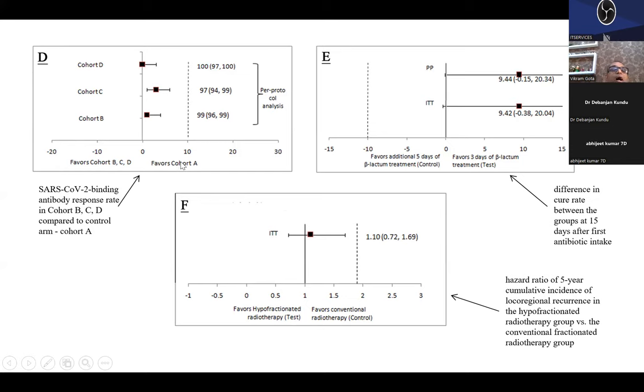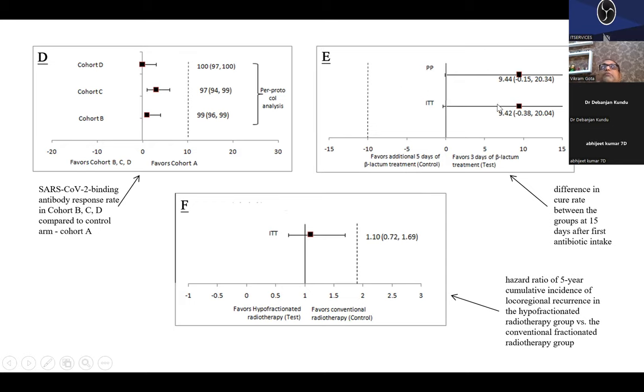Always observe that the margin is placed on the side of the control arm. A here is the control arm, patients without cancer, and the margin is always on the side of the control. Here once again, see example E, the margin is on the side of the control. The control is 5 days of beta-lactam antibiotics. The test is 3 days of beta-lactam antibiotics.